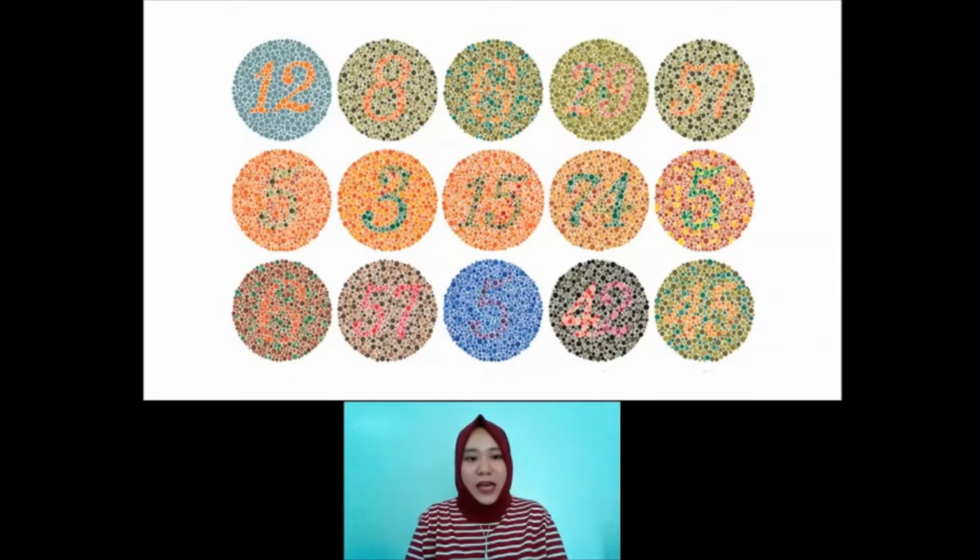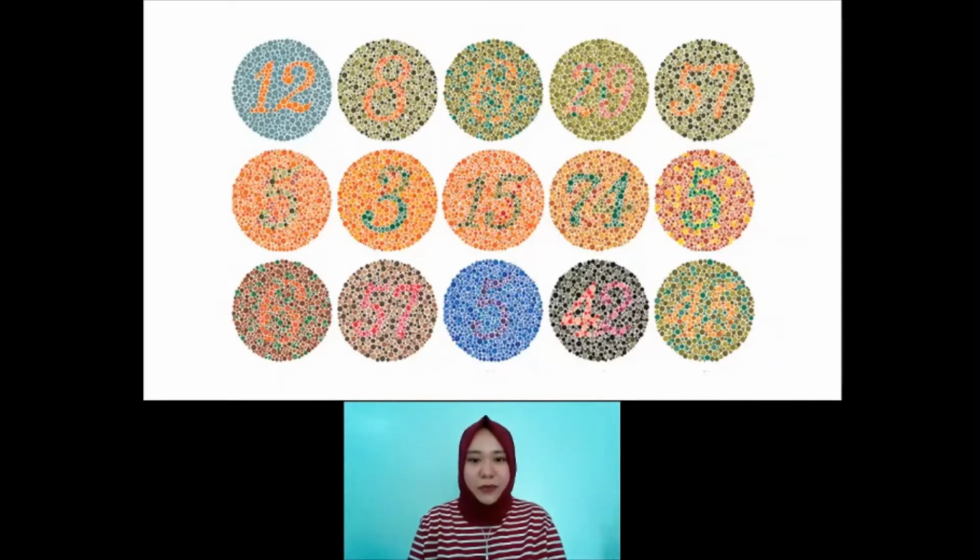Now, I think you are familiar with this picture that you are seeing on the screen right now. Maybe some of you have already seen it, and maybe some of you are seeing it for the first time, right now. This is actually a test done to people to assess whether they have a deficiency with color vision. In short, it tests whether a person is color blind. This is called the Ishihara Test.